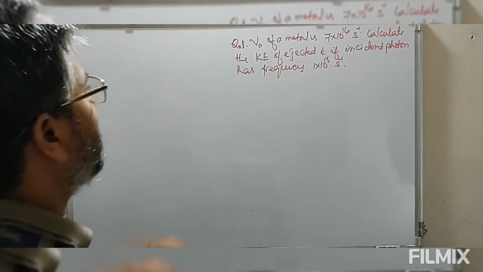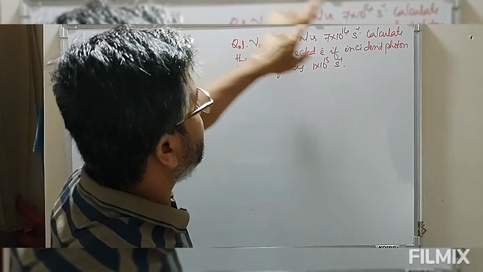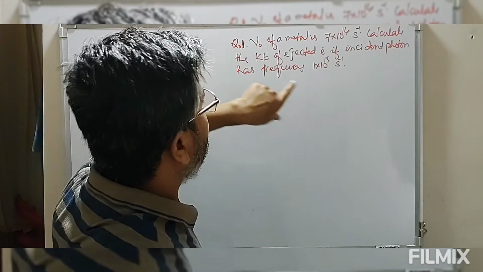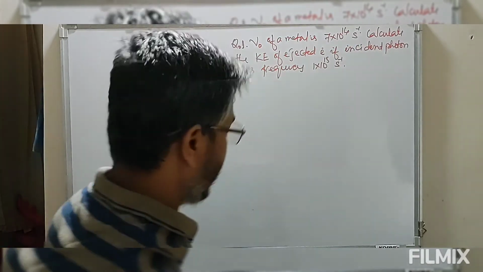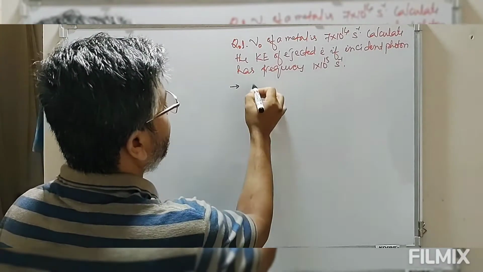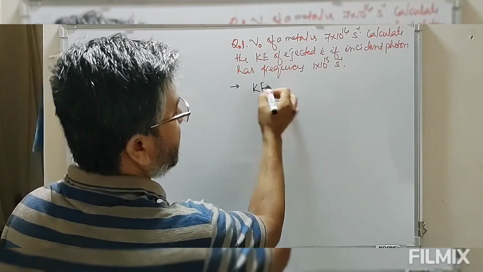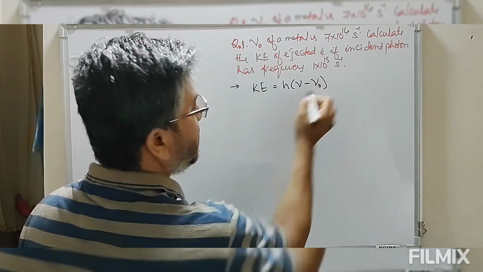Now look at this problem. Minimum frequency required for ejection of electron is given as this. Frequency of incident photon is given here. So we have to find the kinetic energy of the ejected electron. So we have this photoelectric effect from which kinetic energy is equal to h(ν − ν₀).